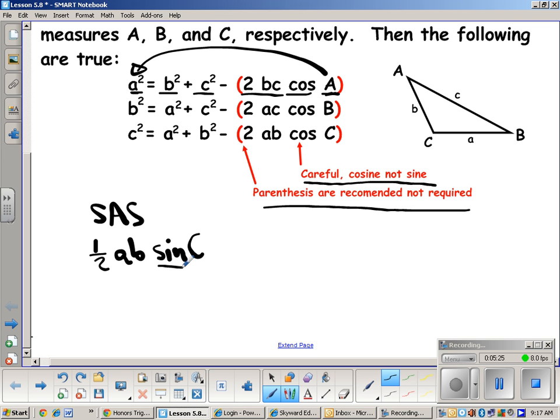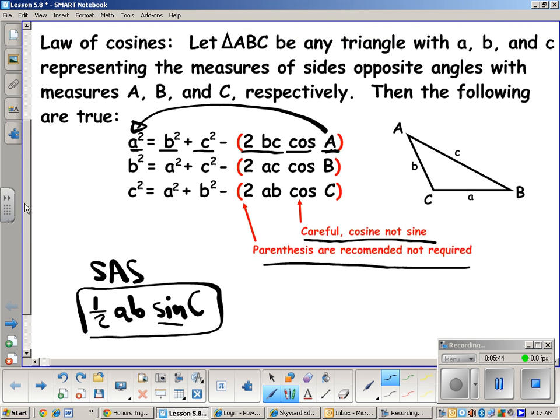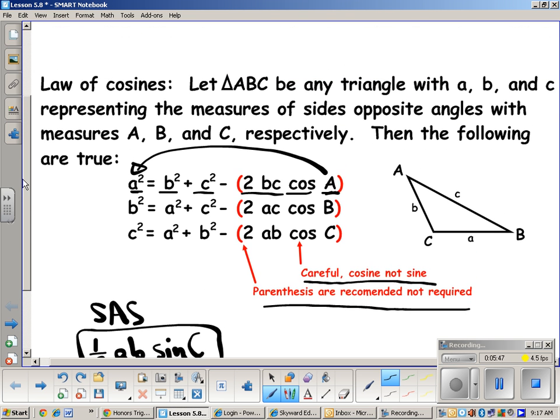You might find it very helpful, especially using these, to practice writing the rule down before you start substituting in. So you just get used to the rule. I find that for me, the more I write something down, the less trouble I have remembering it. So any questions on the law of cosines?